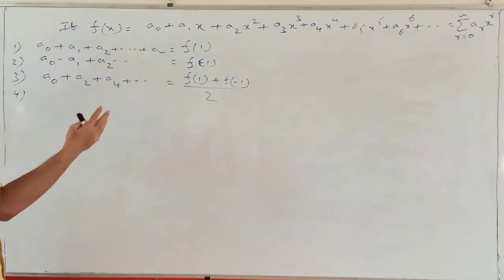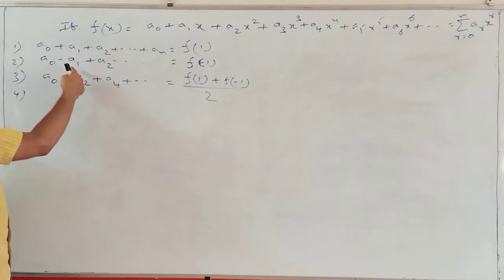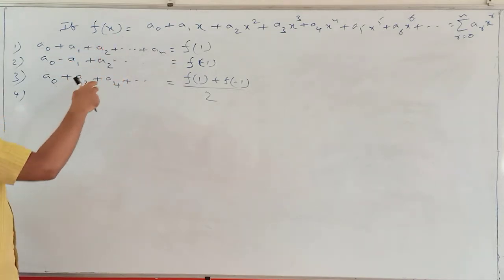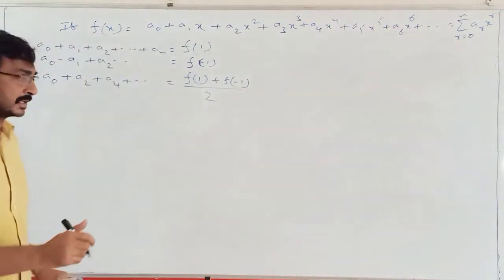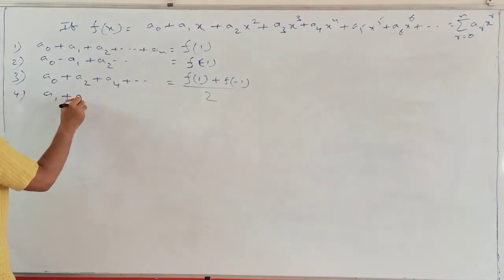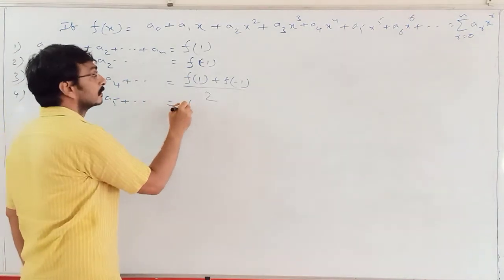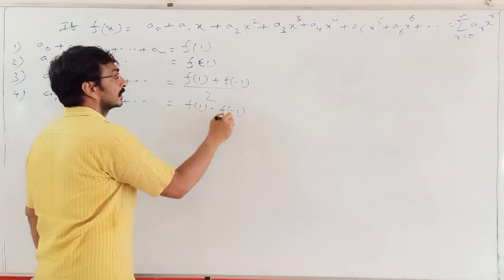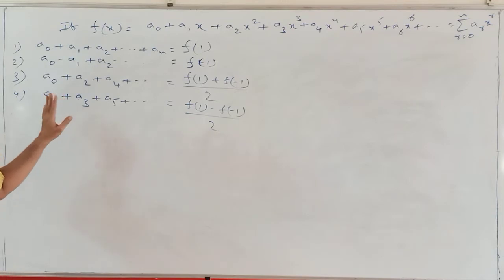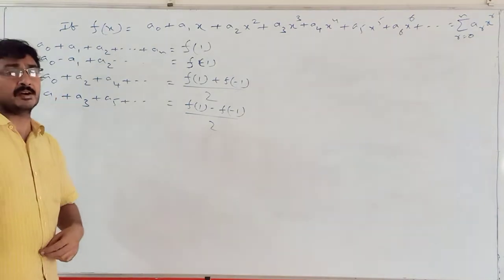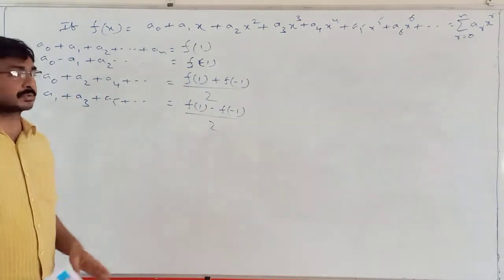Similarly, subtract and divide by 2 to get one more result. By subtracting, a0 cancels, a1 minus of minus a1 gives 2a1, a2 cancels, plus 2a3 and so on. So by subtracting we get 2 times of a1 plus a3 plus a5 and so on. Therefore required a1 plus a3 plus a5 and so on equal to f of 1 minus f of minus 1, the difference by 2. Okay, difference by 2. So for this they can ask what is the sum of the coefficients of terms with odd powers of x. So odd powers of x: difference by 2, even powers of x: sum by 2, by heart.